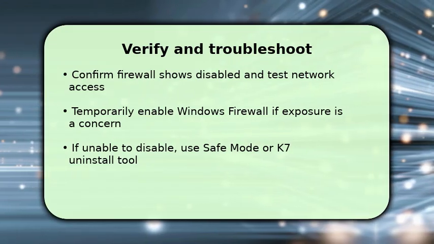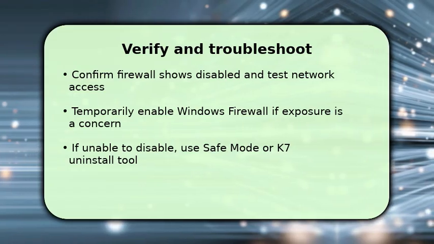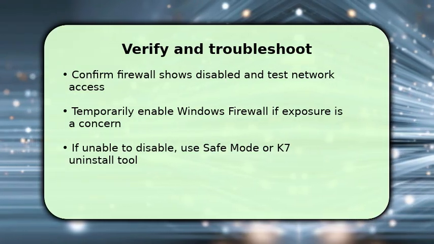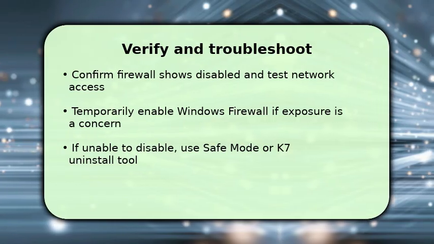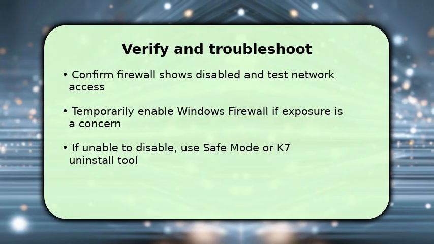If K7 refuses to disable, reboot to safe mode and attempt the service stop or run the K7 removal utility provided in Programs and Features. This resolves stubborn agents. One tip: if settings are locked by policy, check for corporate management or group policy before.